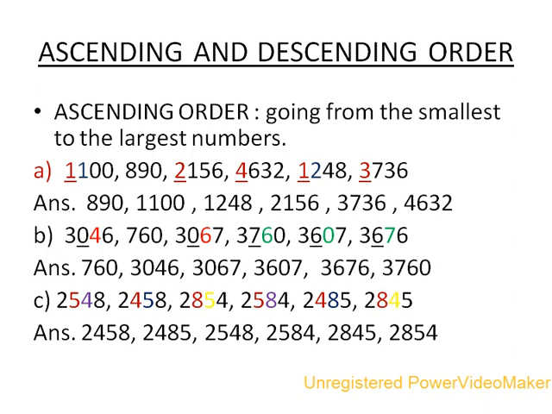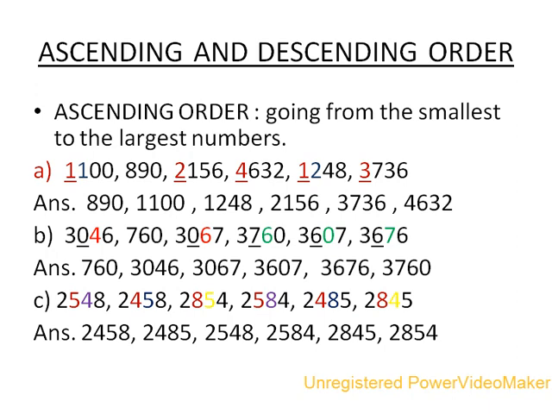Then we will see 3607 and 3676 and compare them. Here again they have the same number at the 100th place, so we will compare their 10th place. The numbers are 0 and 7, in which 0 is smaller, so we will take 3607 next, and then 3676, and the largest will be 3760 because at the 100th place 7 is there.